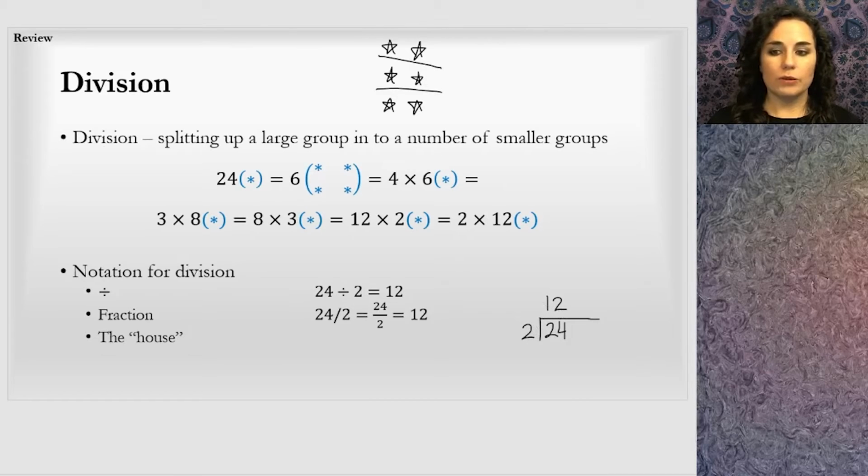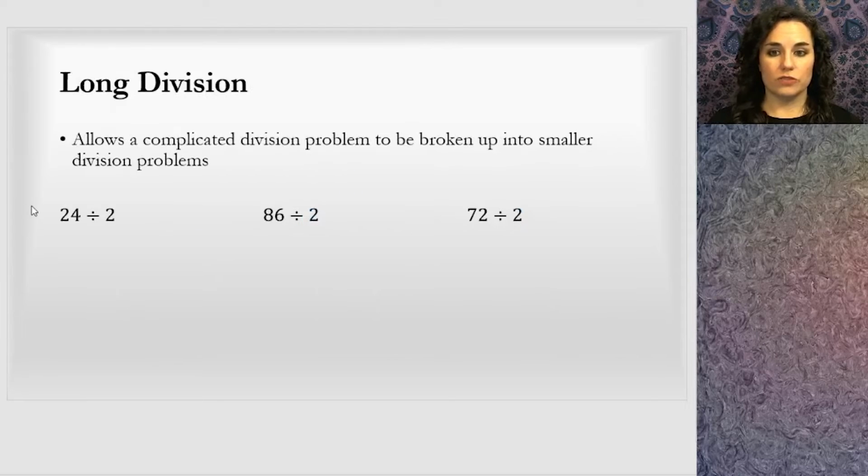I wanted to talk a little bit more about how to do long division. Long division allows a complicated division problem to be broken up into smaller division problems. So when I think about 24 divided by 2, there's 2 columns here. There's a column for the tens, and there's a column for the singles. And what we're doing is we're dividing up the problem into a division of the first column, here the tens, and then another repetition of that, a division of the ones column.